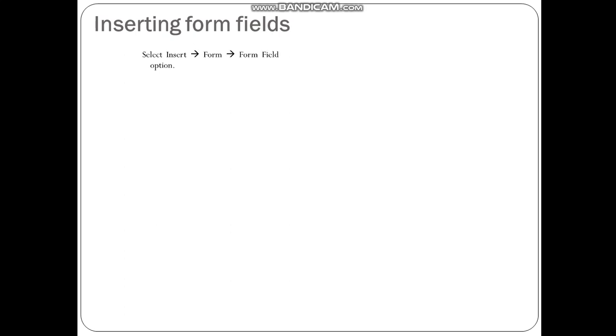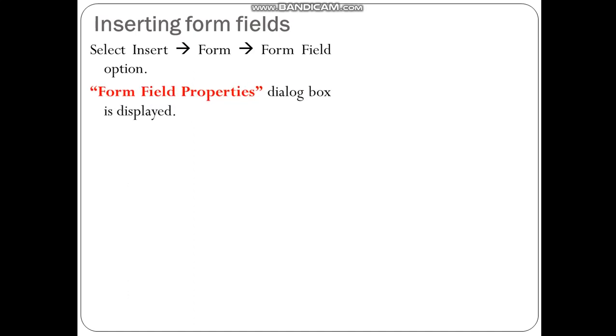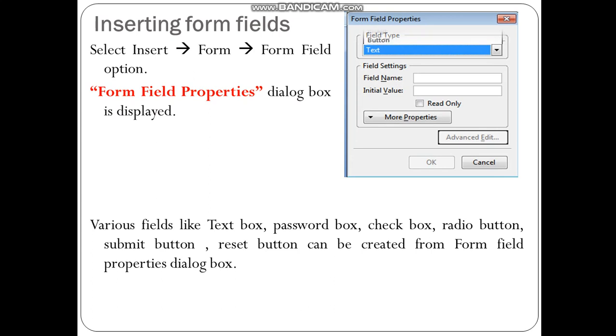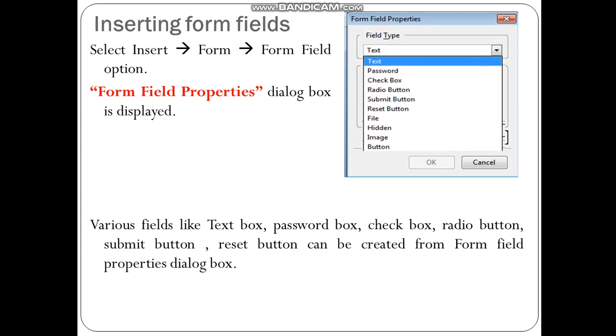Now, how to insert fields? You have to click on the insert form field option to insert various input controls. When you select this option, it will display the form field properties dialog box like this. It shows the field type at the top. When you click on the drop-down, it will show you the various options available. These options are text box, password box, checkbox, radio buttons, etc. So whatever you want to create, you can select it.